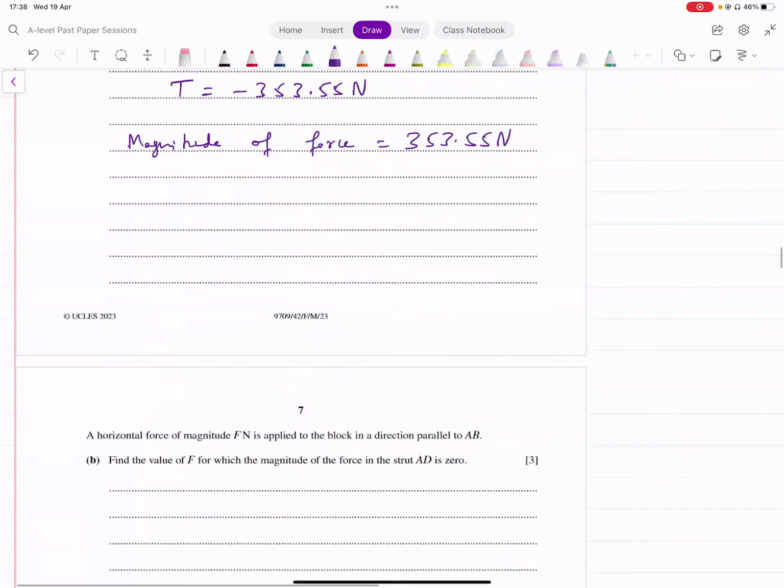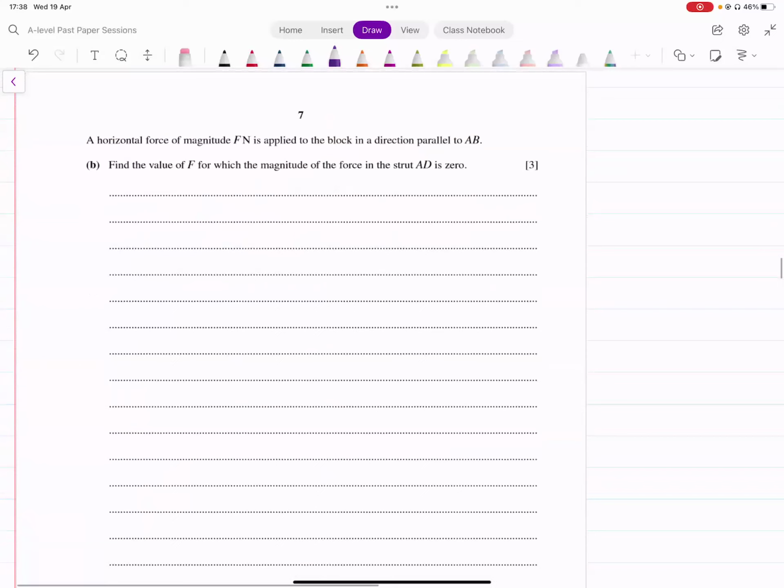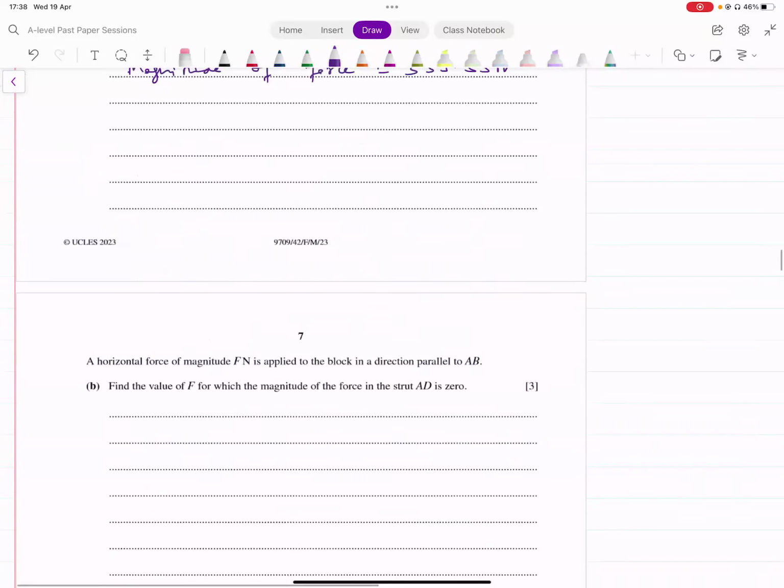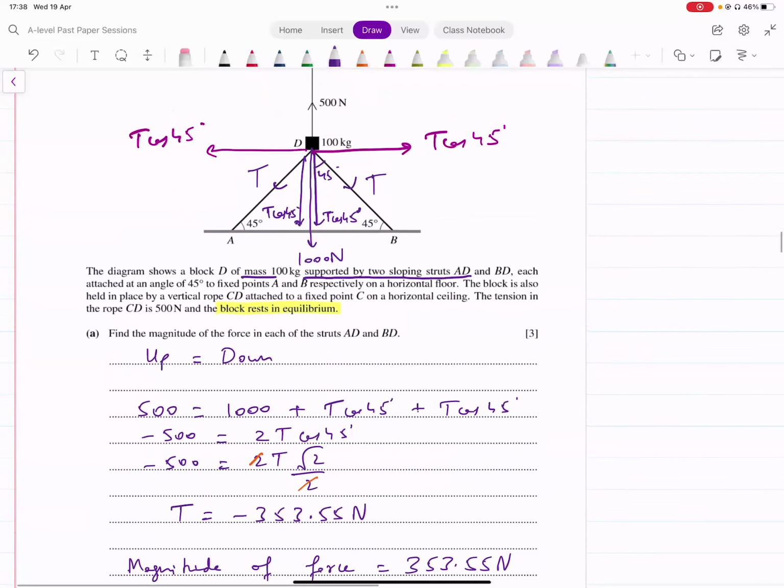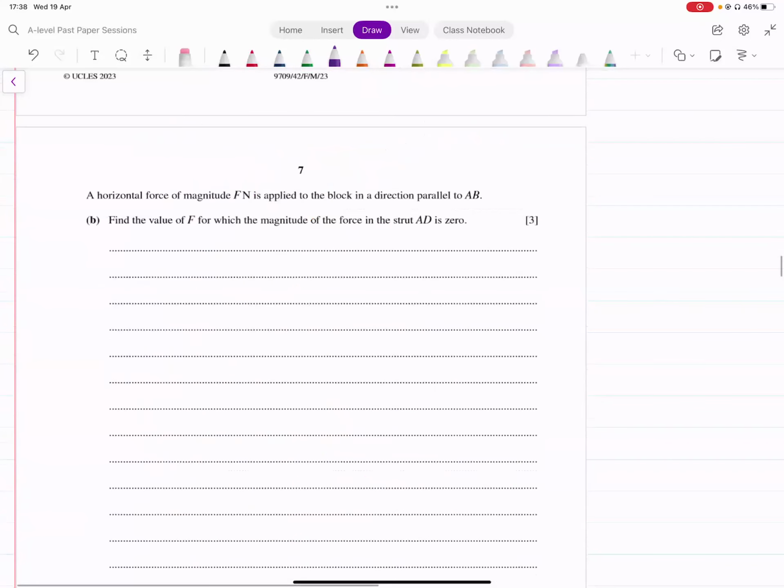This was 5 part A. Part B. A horizontal force of magnitude F Newton is applied to the block in direction parallel to AB. Okay. Find the value of F for which the magnitude of the force in the strut AD is equal to 0.